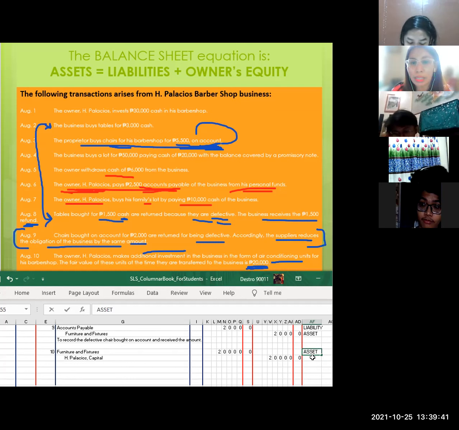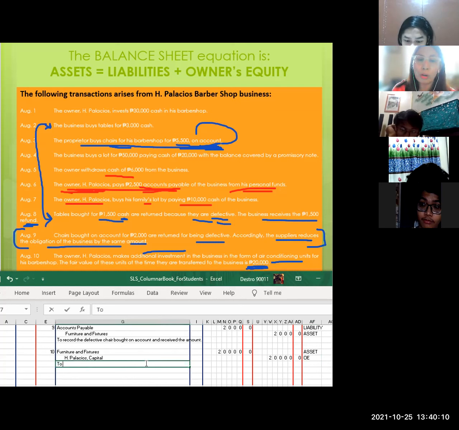Furniture and fixtures is an asset account. It increases if it is placed on the debit side. And once the owner invests an additional or an initial investment in the business, it is placed on the credit side. The capital is placed on the credit side. That is the normal balance of owner's equity.